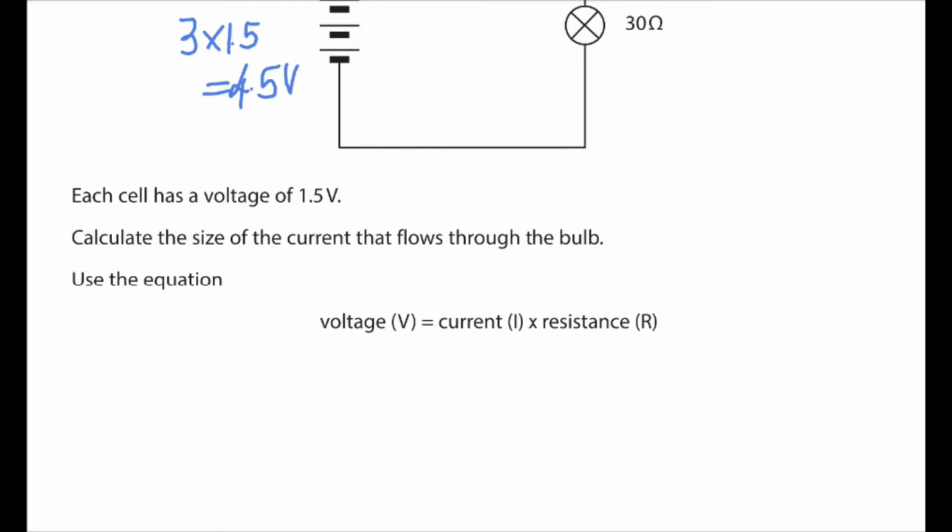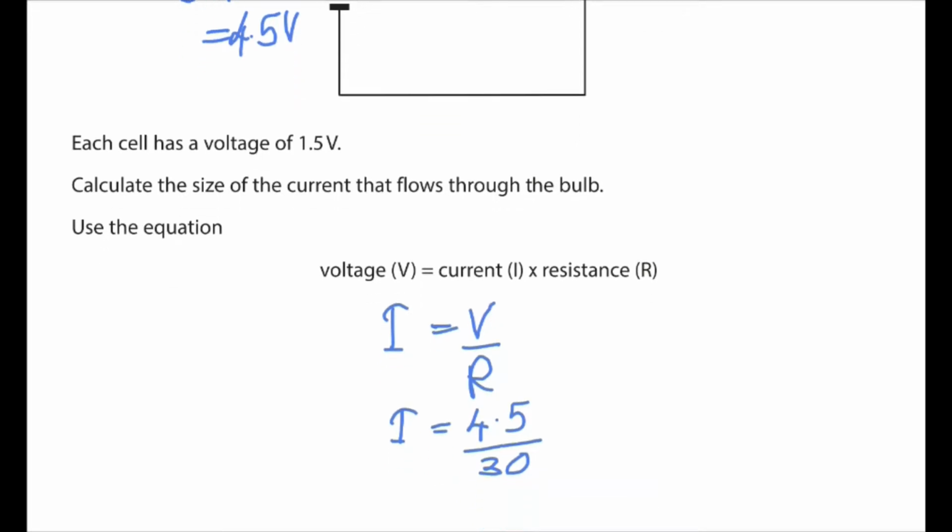So that I will show you how to find out. Now here this I is multiplied with R, so we need to get rid of this R so that you can divide both sides by R. If you divide both sides by R, what you are getting is I equals V over R. I'm going to substitute. I equals total voltage 4.5 divided by 30 ohms. Answer is I equals 0.15 amperes.